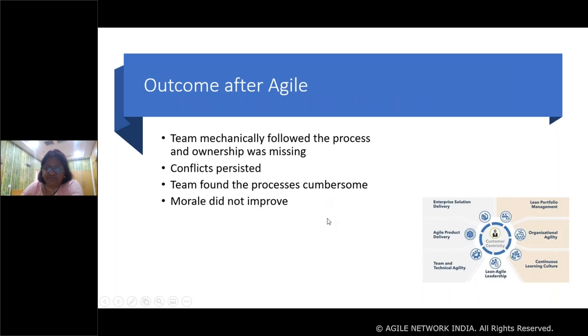So we spent a lot of effort. The cost was very high, but we were expecting a lot of returns. Maybe 3-4 months down the line, we were expecting very high returns. But unfortunately, the returns we were expecting did not happen. The team was mechanically following the process that the consultants were telling us, and there were still conflicts within the team.